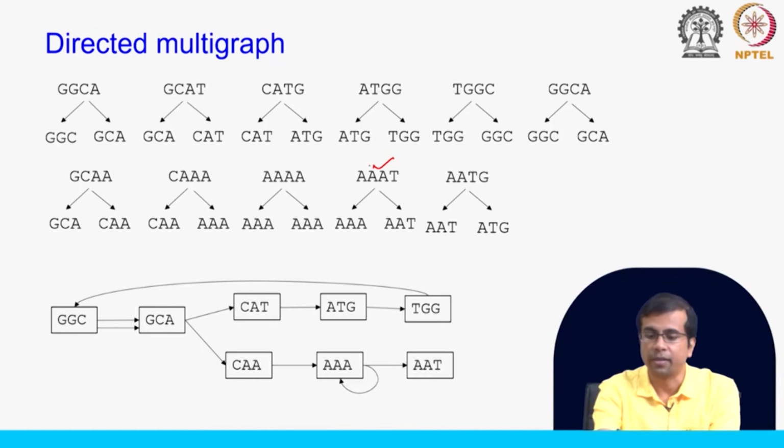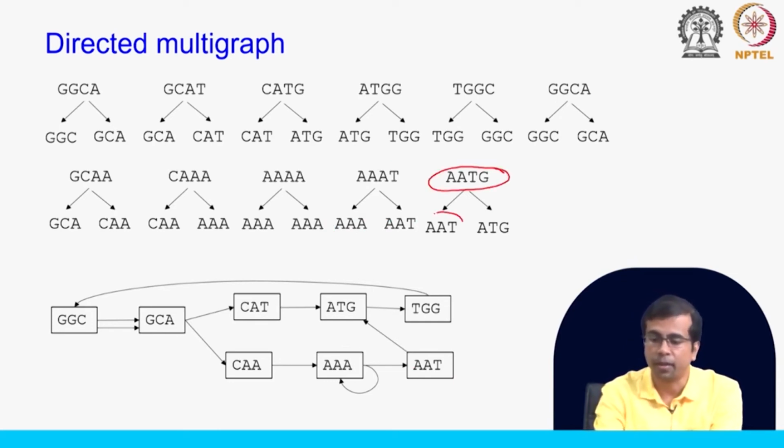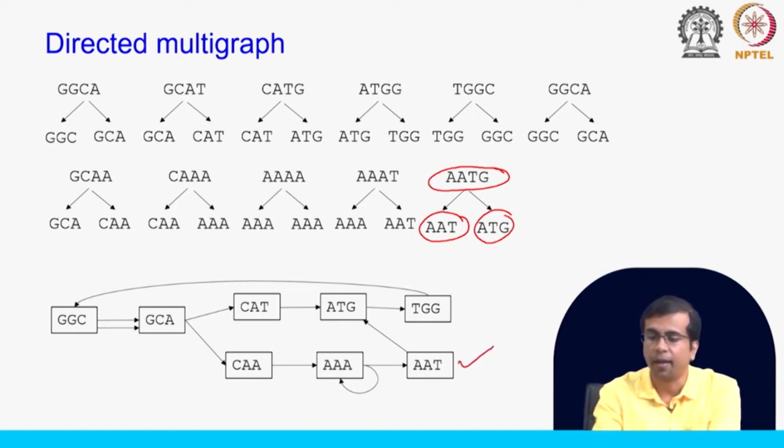We next move to this AAAT sequence, and we see whether these k minus 1 mers exist in the graph. We see that the AAA k minus 1 mer already exists as a node, and we need to add this AAT, and we add that when we add the edge in this graph. And finally, we move to AATG, and again we check these k minus 1 mers. AAT exists in the graph, and ATG also exists in the graph. So, we add this edge in this graph. Now the directed multigraph is complete because we have utilized all the reads in our data.